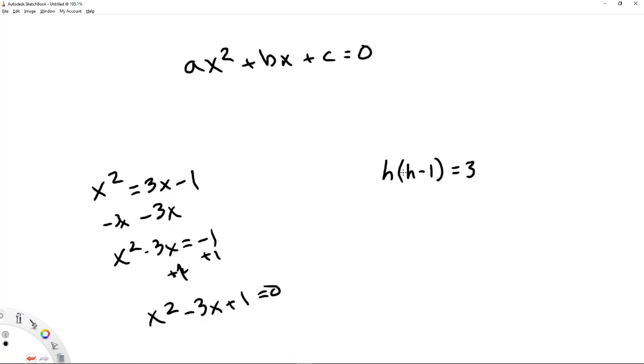And for this one, it looks nothing like this. However, if you distribute the h into the parentheses right here, you would get h squared minus h is equal to 3, and you could just subtract 3 on each side. And h squared minus h minus 3 is equal to 0, which also resembles the quadratic equation.